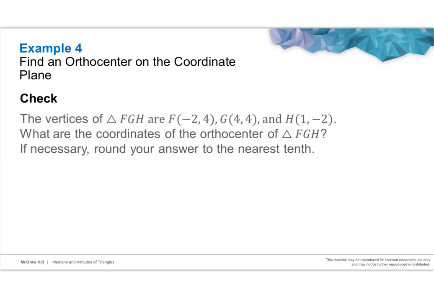All right, example 4. Let's start by plotting those 3 points. Hopefully you have some graph paper available, or you're able to sketch yourself a nice grid. This is point F, which is negative 2, 4. G, which is 4, 4. And H, which is 1, negative 2.